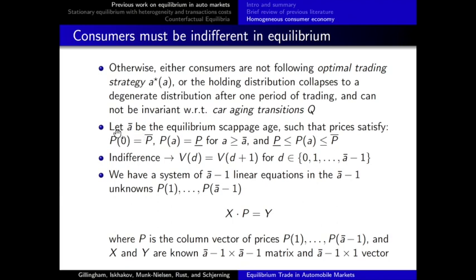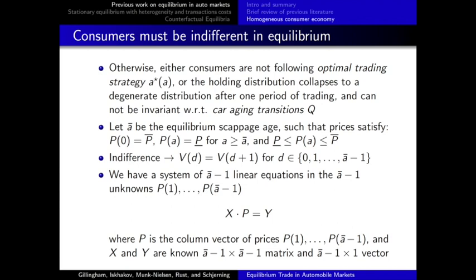Let A bar be the equilibrium scrap age, and then the prices satisfy what I already said. You have the new car price, and you've got the scrap price, and so the prices are trapped in between those two prices. Okay, so that must be satisfied in the equilibrium, right?